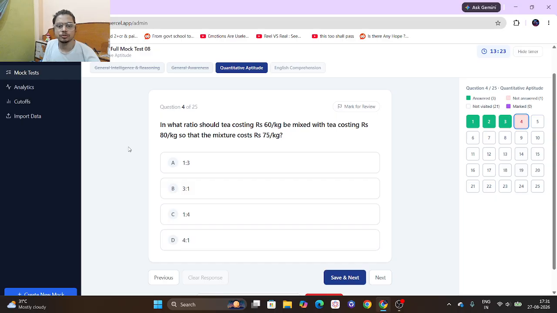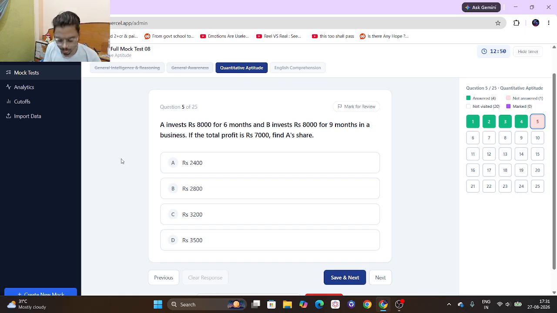Next, in what ratio should tea costing rupees 60 be mixed? X is to y, 60 into x plus 80 into y upon x plus y is equal to 75. 60x plus 80y is equal to 75x plus 75y. So 5y is equal to 15x and x upon y is equal to 1:3. 1:3. Next, pretty simple. Next, A invests 8,000 rupees for 6 months, B invests 8,000 for 9 months.